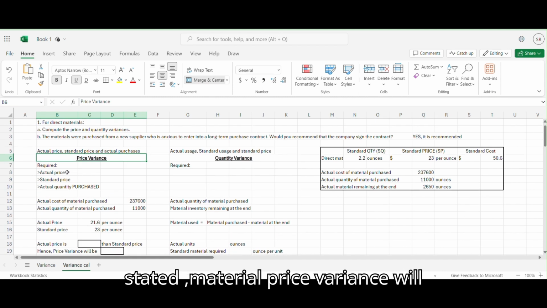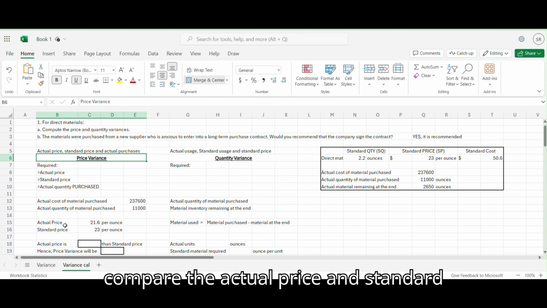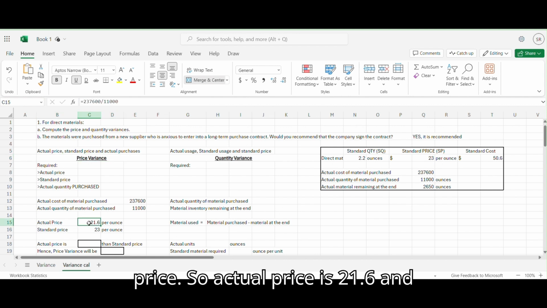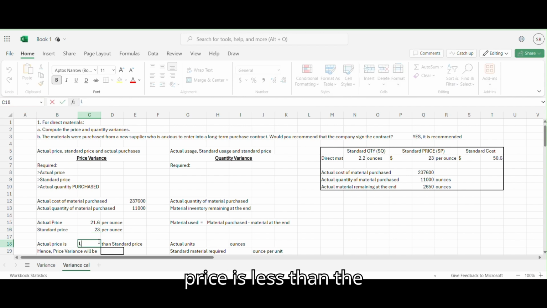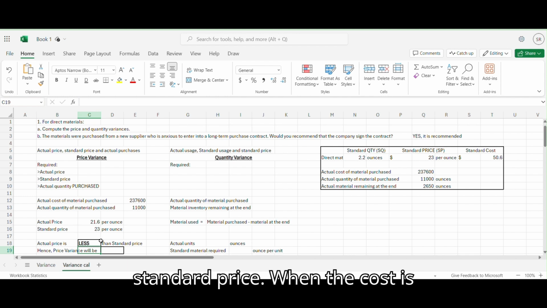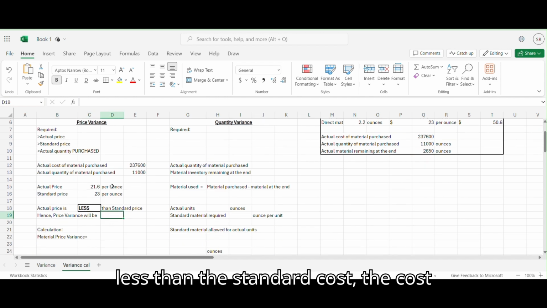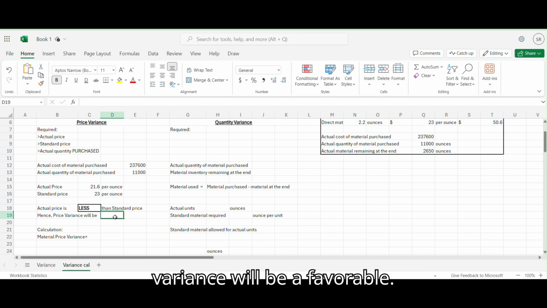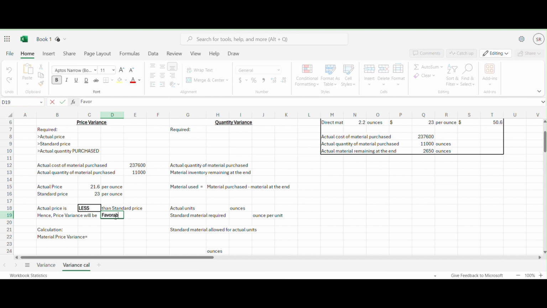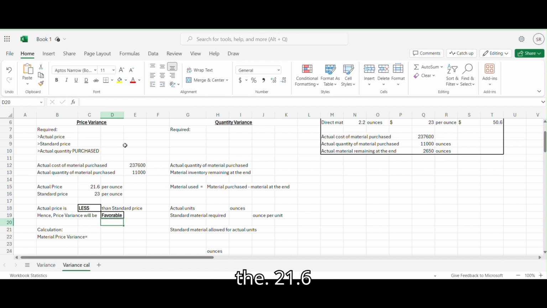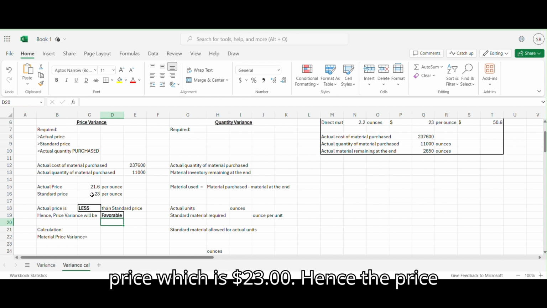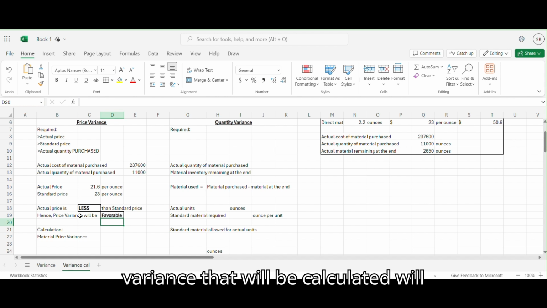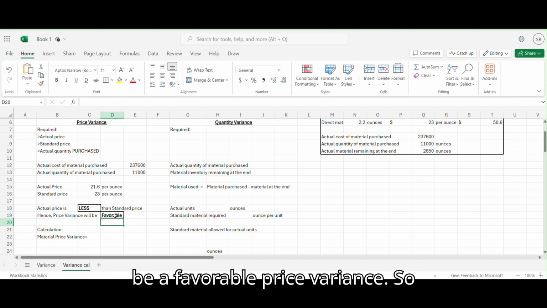So as stated, material price variance will compare the actual price and standard price. So actual price is 21.6 and standard price is 23. Actual price is less than the standard price. When the cost is less than the standard cost, the cost variance will be favorable. So here the $21.6 actual price is less than the standard price, which is $23. Hence the price variance that will be calculated will be a favorable price variance.